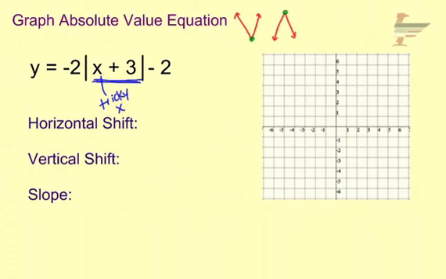So it's our tricky x. We're always going to shift in the opposite direction from how it looks. So instead of shifting to the right 3, we're going to shift to the left 3 spots.